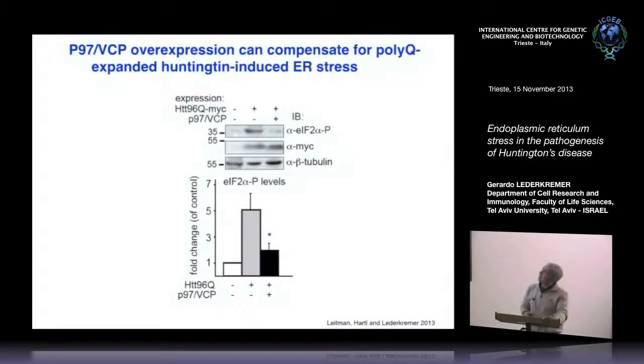And in fact, when we look at cells, here we're looking again at this early UPR marker, the phosphorylated eIF2 alpha. When we express the pathogenic Huntington, we have a large increase in the phosphorylated eIF2 alpha. But when we overexpress the VCP, we can see a very strong reduction. So what we think is that this P97 is being depleted during the aggregation of Huntington, and just by overexpressing it, we compensate for the ER stress.